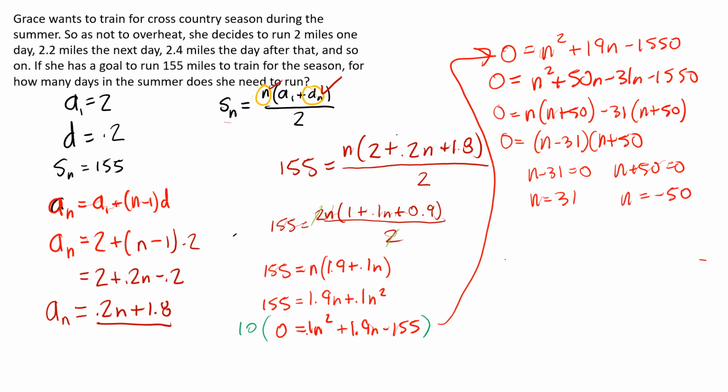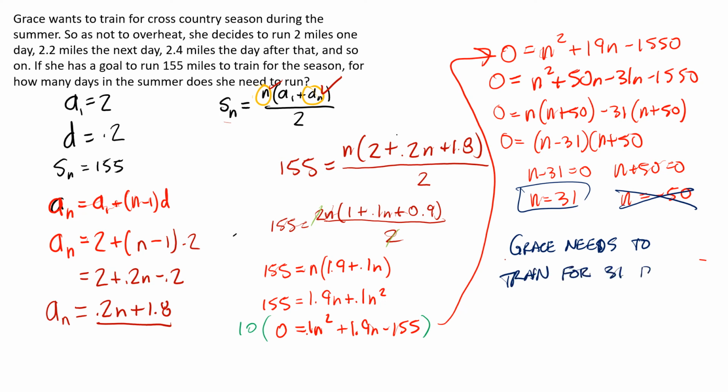Now it can't be negative 50 because you can't train for negative 50 days. If you could, oh my god, I would be in such good shape. That'd be great. So the answer then is 31. So Grace needs to train for 31 days. That's it.